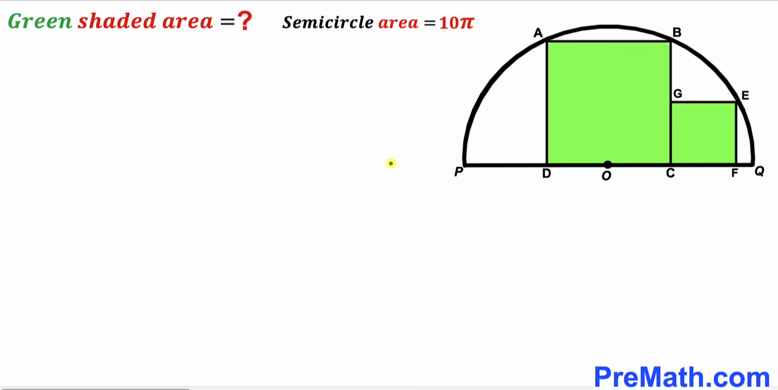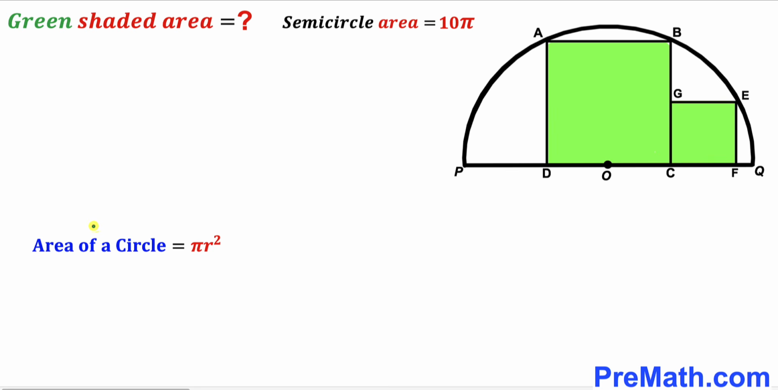Let's go ahead and get started. Here's our very first step. We are going to calculate the radius of this semicircle. I'm going to label this radius as lowercase r, and now we are going to find the value of this radius.